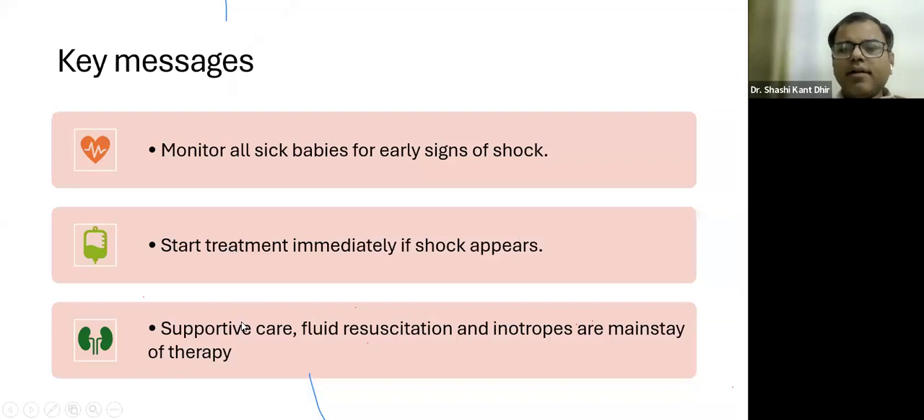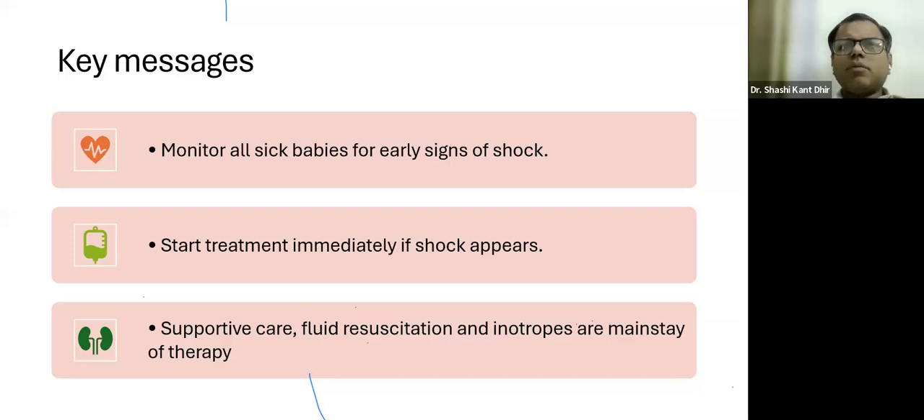So coming to the last slide, we should all monitor all the neonates for early signs of shock, right? So early signs of shock are very important. So that is the importance of the monitoring sheet. So all good SNCUs absolutely focus on the monitoring sheet.